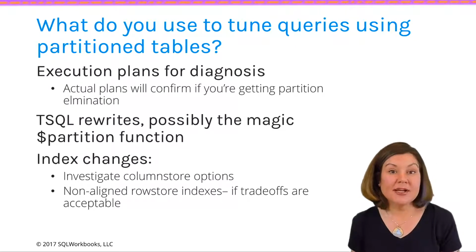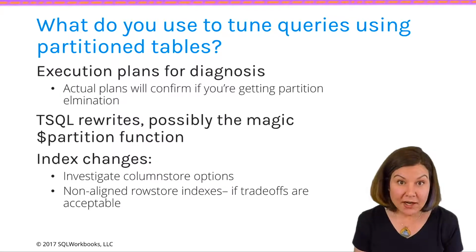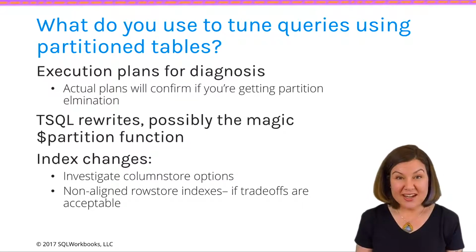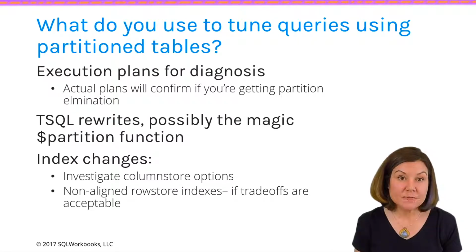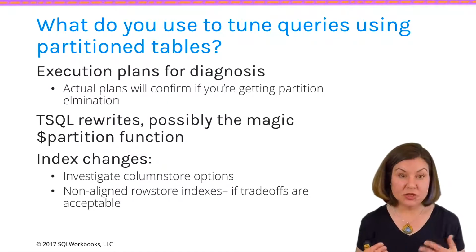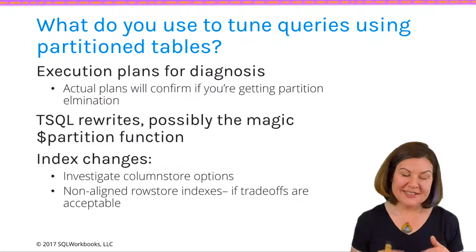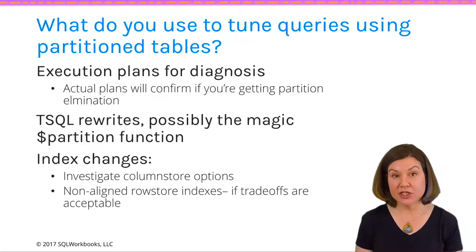Other tools that I might use when I'm tuning the query is I might use T-SQL rewrites to make sure that I can get that partition elimination. Or I might use the special partition function to control the access pattern and kind of help the optimizer see what it should do within each partition.